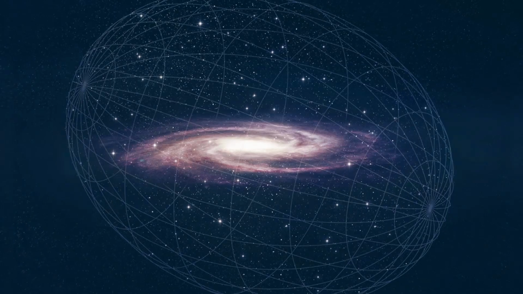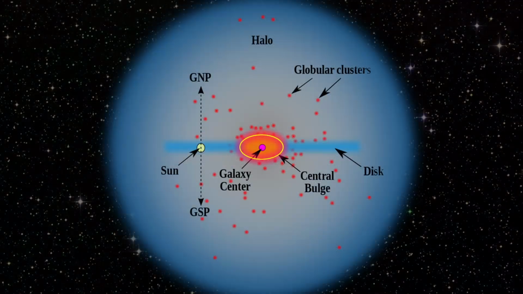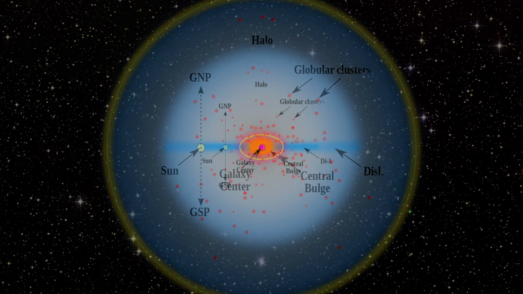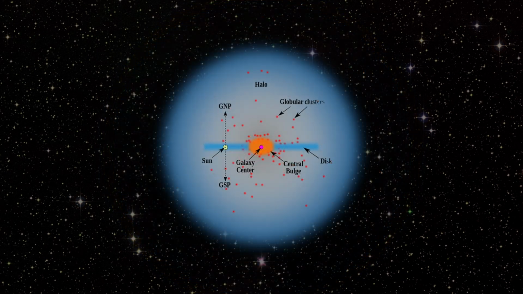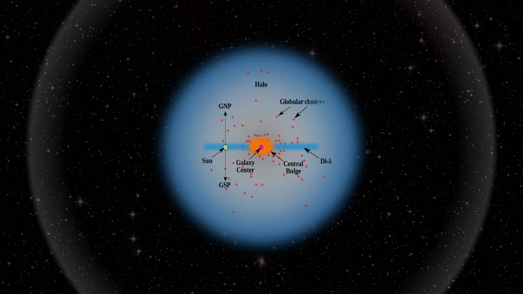The disk and the bulge are surrounded by a spherical halo with a radius of more than 80,000 light-years. It contains the already mentioned globular clusters and other stars, which are among the oldest in our galaxy, as well as hot gas. In addition, the existence of invisible dark matter is suspected in the halo and perhaps far beyond.